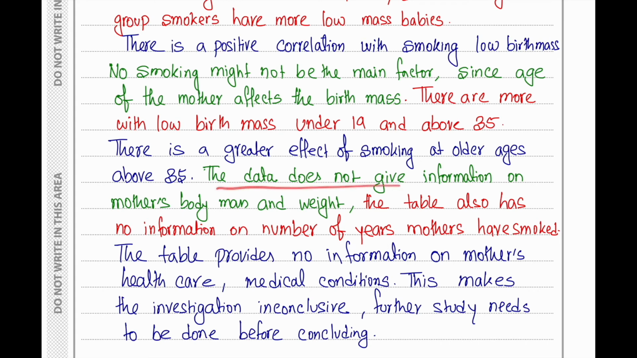So the data does not give information on the mother's body mass and weight, which could be one contributing factor for the child's body mass and body weight. The table also has no information on the number of years the mother has smoked. The table provides no information on the mother's health care, medical conditions, alcohol consumption, diet problems, or drugs that may have been involved.